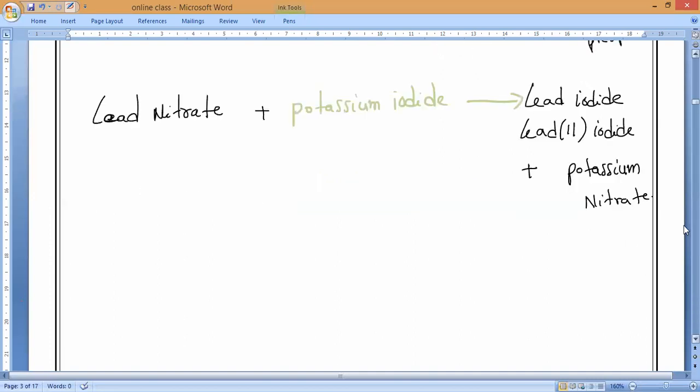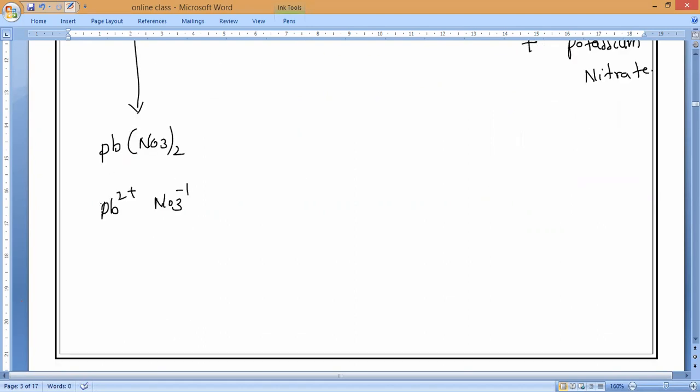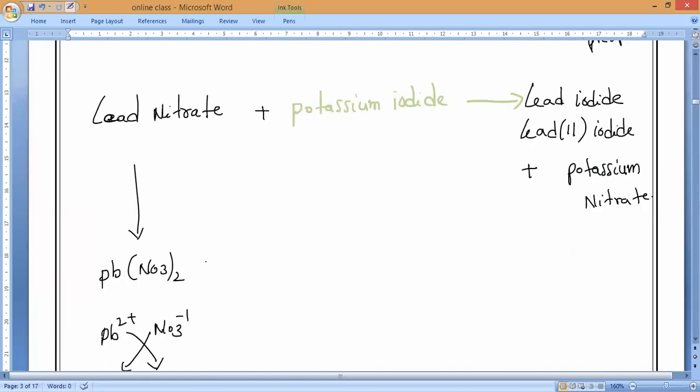Now, the symbolic equation. Lead nitrate, who will say? Pb(NO3)2, very good. How does it come? Pb is 2 plus. Nitrate is a polyatomic ion, minus 1. So crisscross: Pb1, NO3 polyatomic ion twice. So it is Pb(NO3)2. Any doubt? Clear?